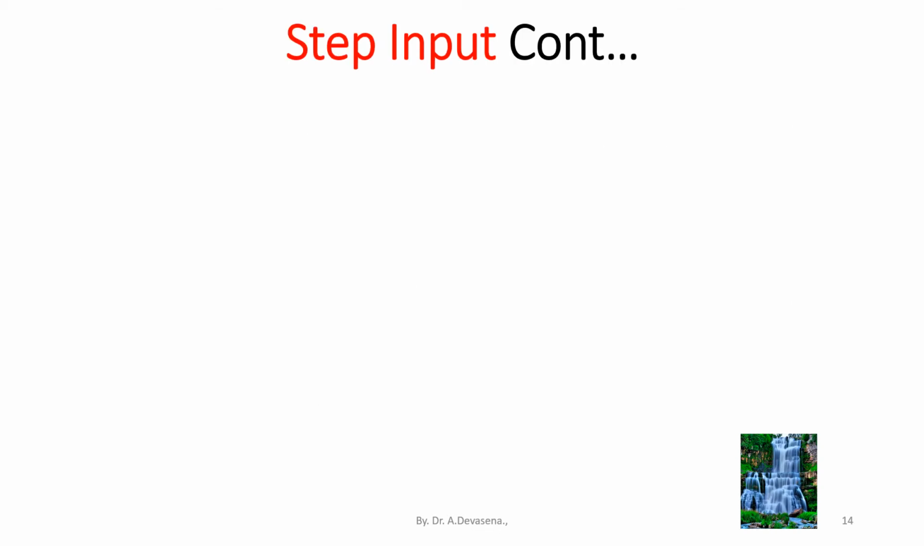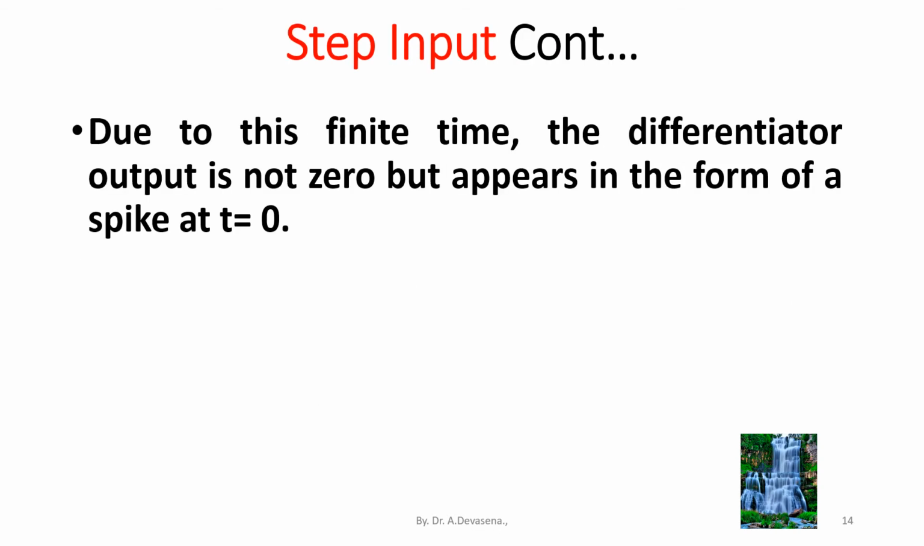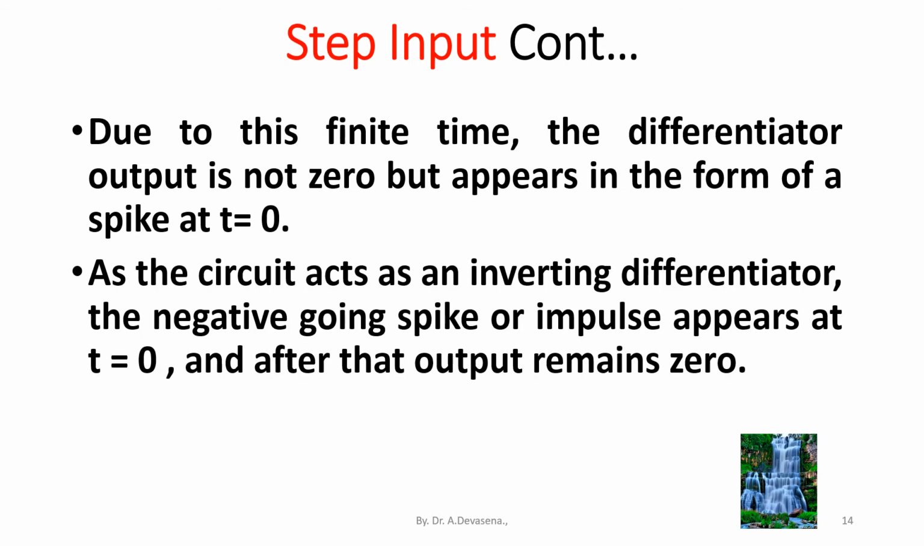Due to this finite time, the differentiator output is not 0, but appears in the form of a spike at t is equal to 0. As the circuit acts as an inverting differentiator, the negative going spike or impulse appears at t is equal to 0, and after that the output remains 0.